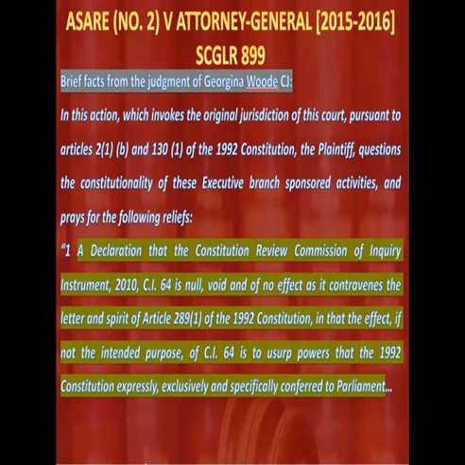Now, these are the reliefs Asare is seeking before the Supreme Court, in this case of Asare number 2 versus the Attorney General number 2, 2015-2016, 2 Supreme Court of Ghana Law Reports at page 899. What is the essence of these reliefs? He's saying, in essence, that under Article 289 of the Constitution, the only body that has been given any role to perform as far as the amendment of the Constitution is concerned is Parliament.